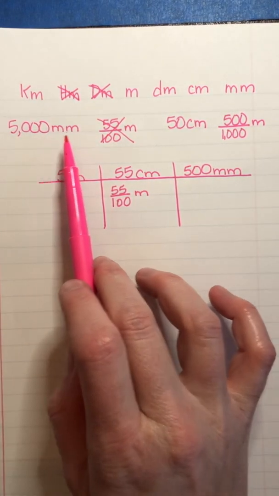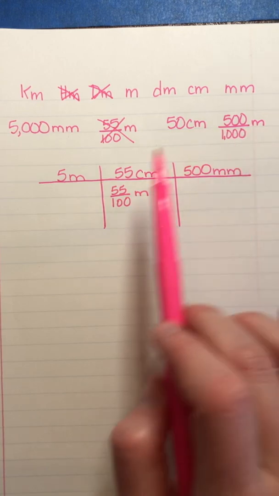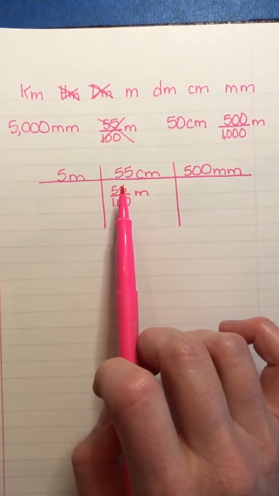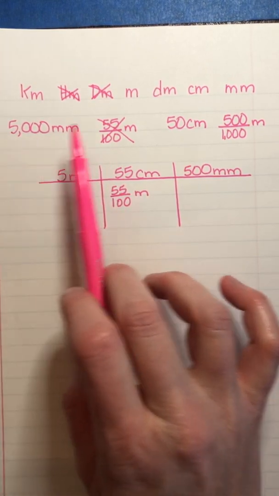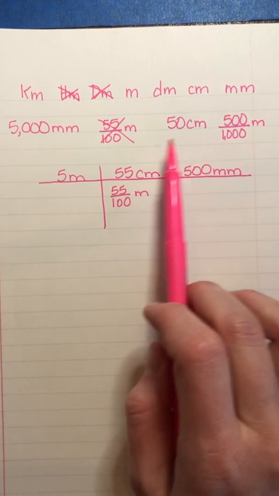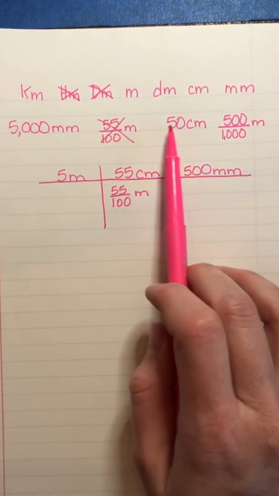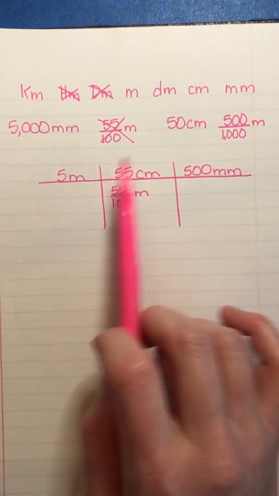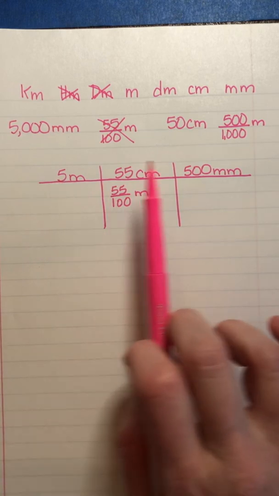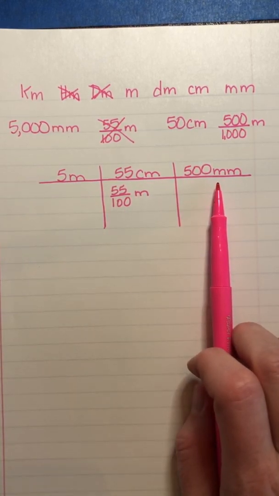Now, do you think that there's going to be any more of these leftover pieces of data to fit in this column? If you said no, you are correct, because none of these other pieces have 55 and any zeros as the makeup of their numbers. They're all 5 with zeros. So we know already the rest of these numbers are going to go either in the 5 meters or in the 500 millimeters. And that's our next job to figure out.